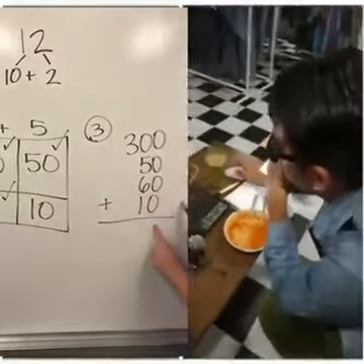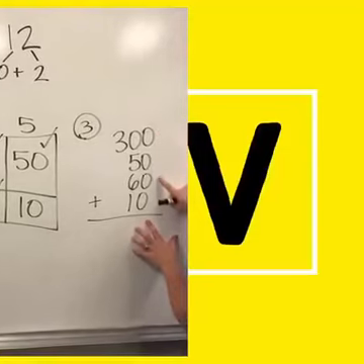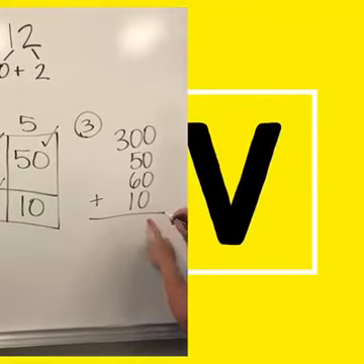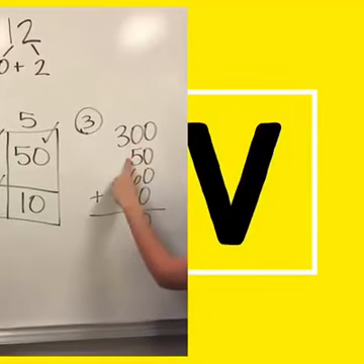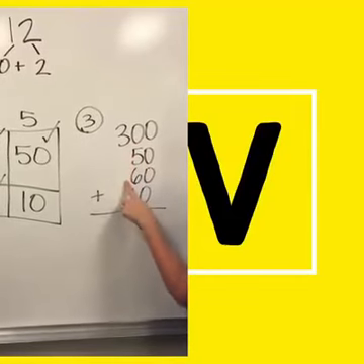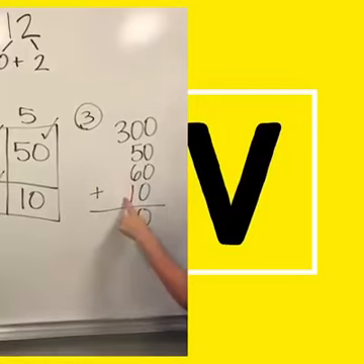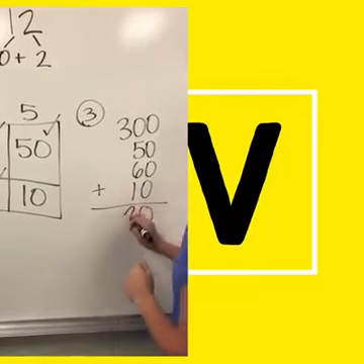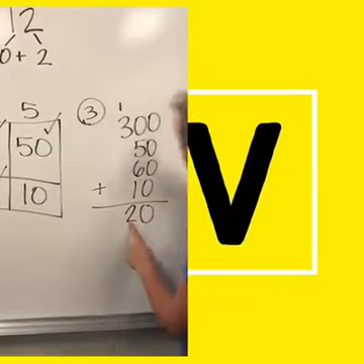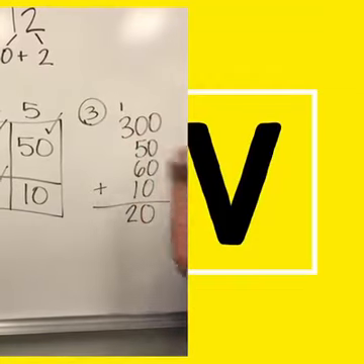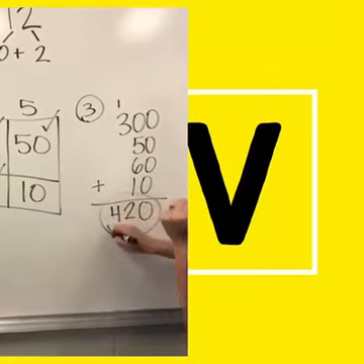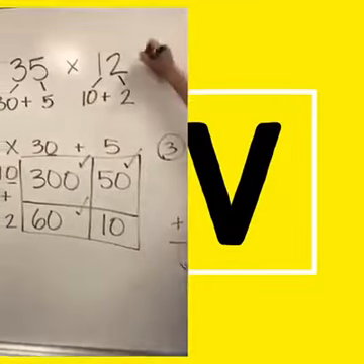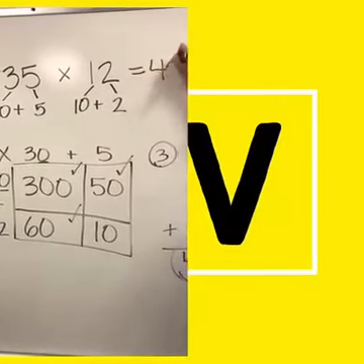Make sure you line up your places too. 0 plus 0 plus 0 plus 0, those are zeros all the way down, so 0. 0 plus 5 is 5. 5 plus 6 is 11. 11 plus 1 more is 12. Bring down that 2 and carry that 100. 3 plus 1 is 4, and that is your answer. 35 times 12 equals 420.